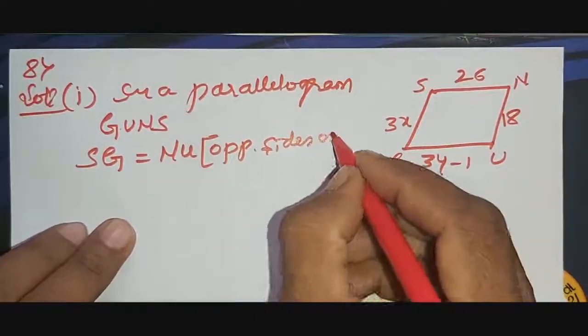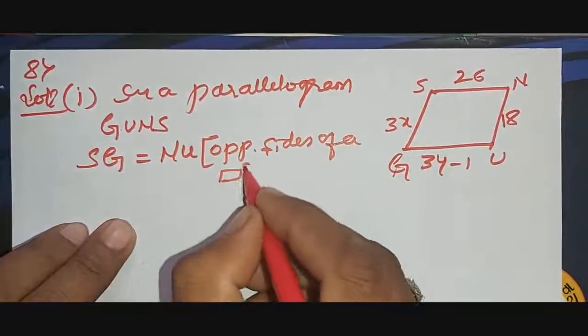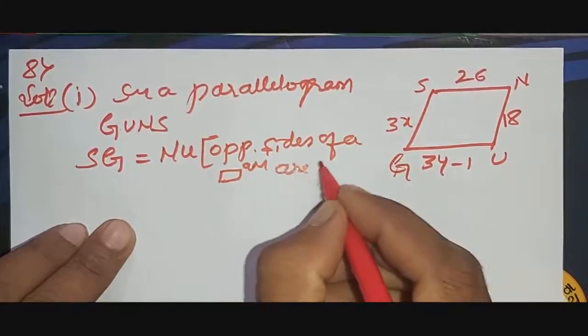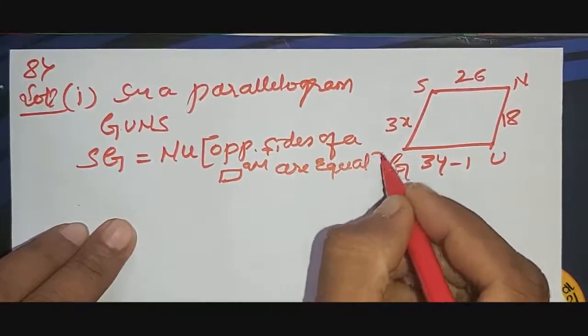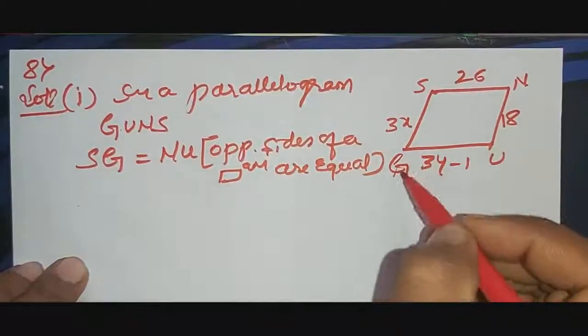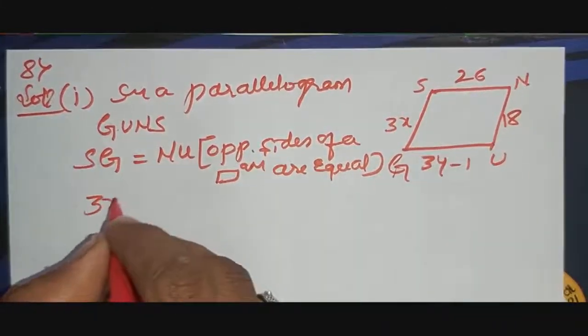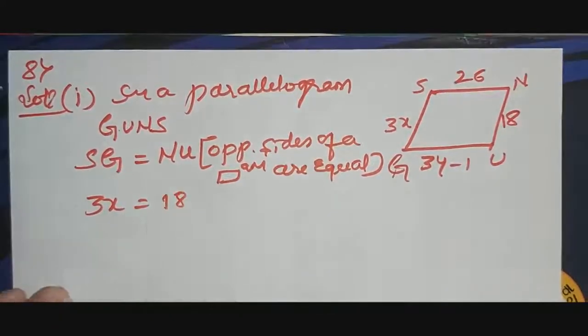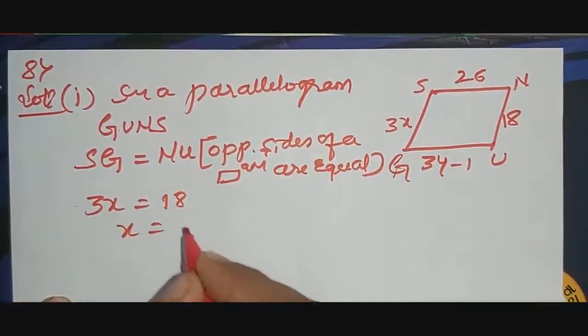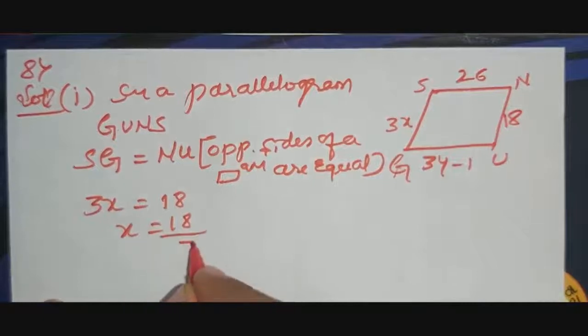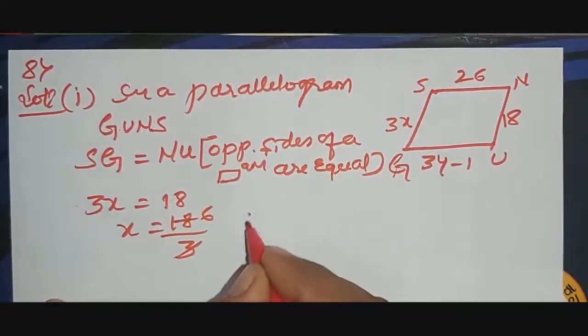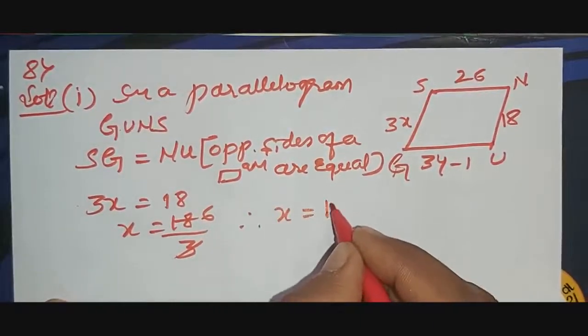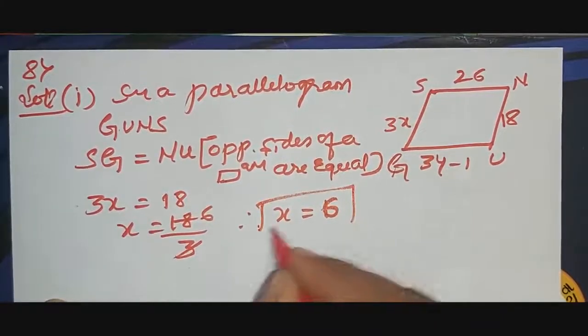are equal. SG is equal to 3x and NU is equal to 18. Here we need to find the value of x. x is equal to 18 divided by 3. Three sixes are eighteen. Therefore, the value of x is 6.